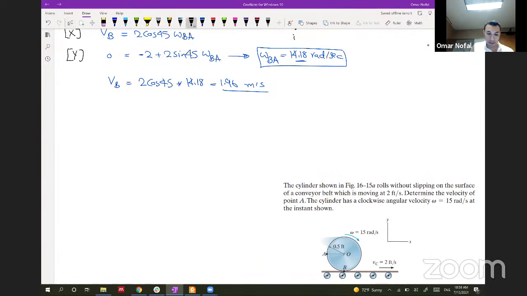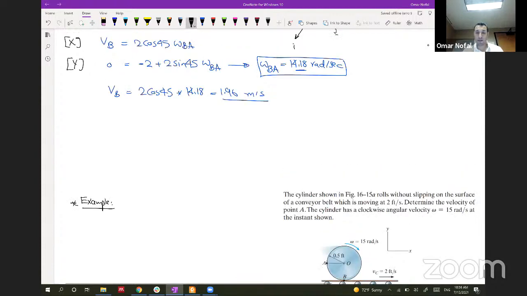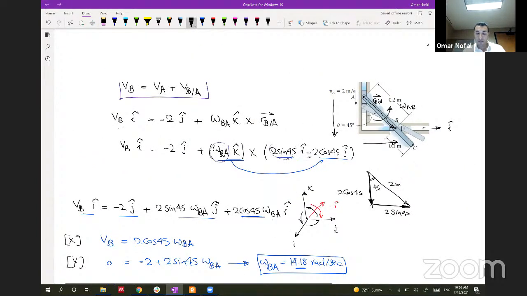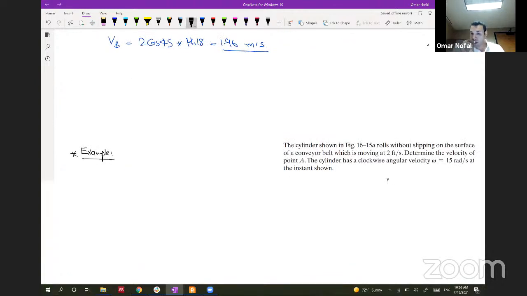So we have this example. For this example, does anybody have any question on the previous problem? Okay, let's move to the next one, which is a little bit more interesting.